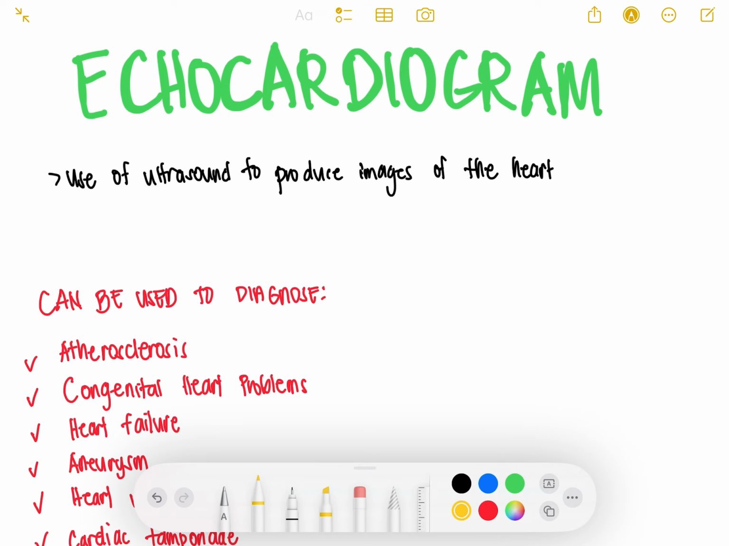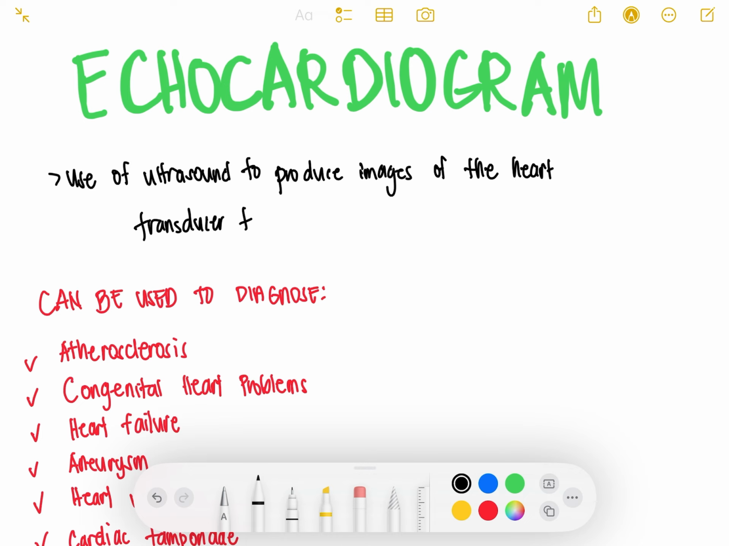So paano to nangyayari? In an echocardiogram, there are different components. So number one, we have yung tinatawag nating transducer. What is a transducer? Transducer, ito yung handheld device, yung hinahawakan na device that is directly put on the patient's body or patient's chest. Ito yung dinidiin or ina-apply or nilalapat sa mismong dibdib ng pasyente. That is the transducer. Okay?